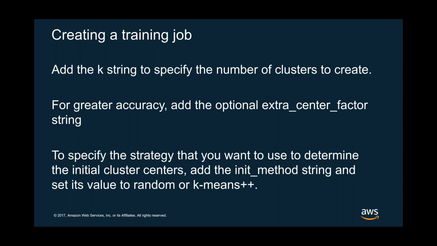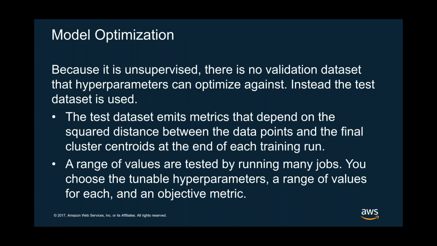Now, how do you create the training job? You will need to specify the K string, with K simply being the number of clusters you expect. You do have the option of adding that extra center factor string. And then you specify the strategy you want to use for that initial cluster center. Now, because there is no accuracy measurement, no validation set is required.